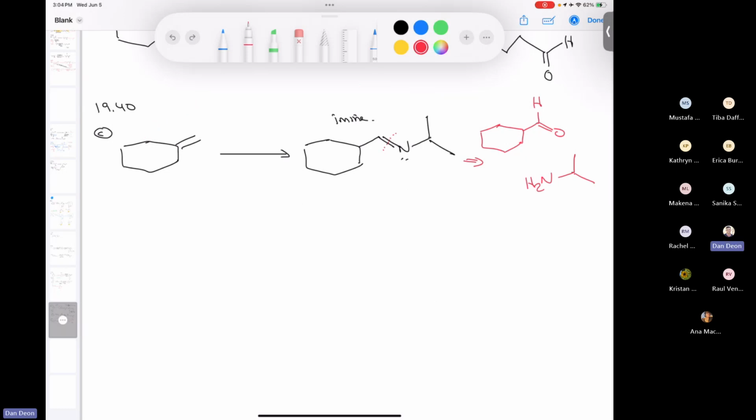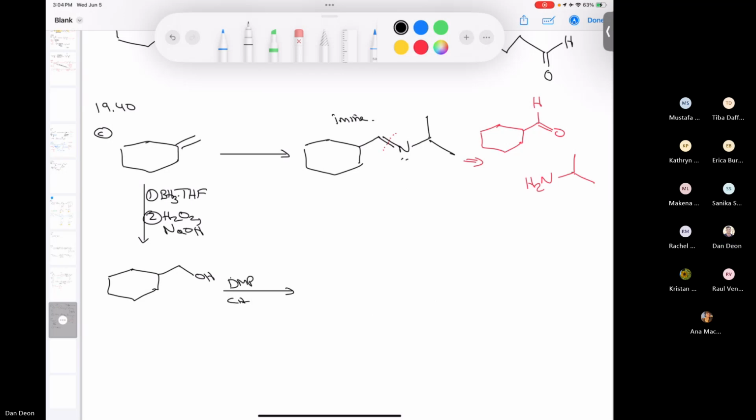Well, that's actually pretty quick. That's a 2-step process. The first step is actually 2 steps, but we're going to do anti-Markovnikov addition of water across that double bond. That's an old reaction that we learned way back in chapter 8 of organic chemistry 1. That's going to give us the primary alcohol. Then we can oxidize that. Let's use the Dess-Martin periodinane in dichloromethane. And that's going to give us cyclohexane carbaldehyde, this compound.